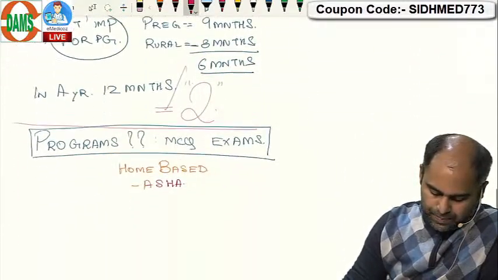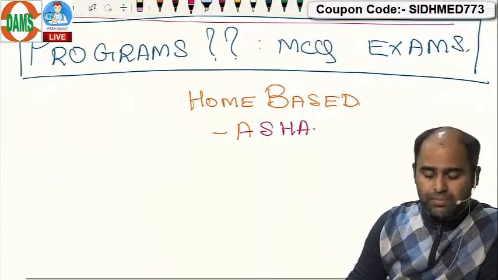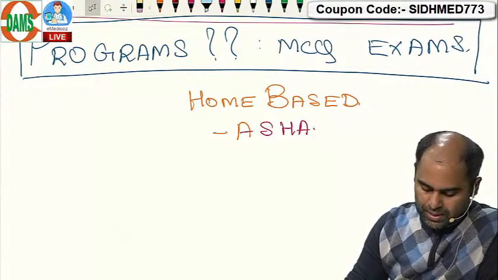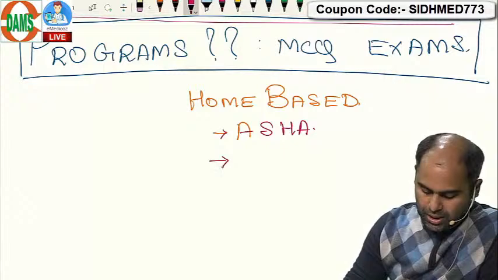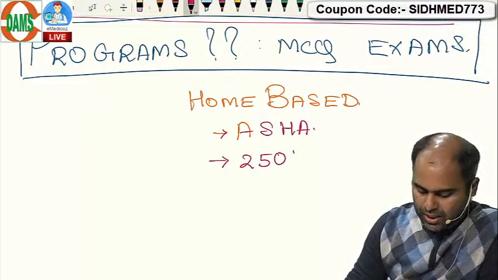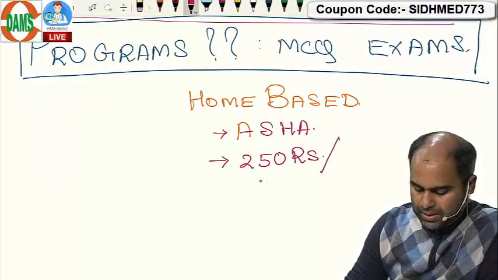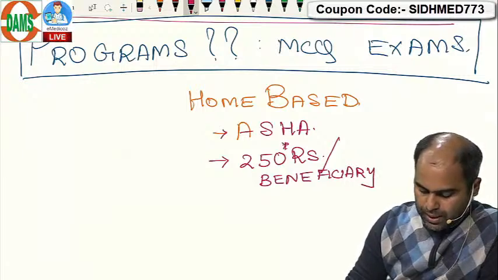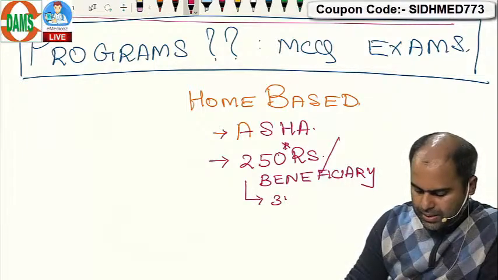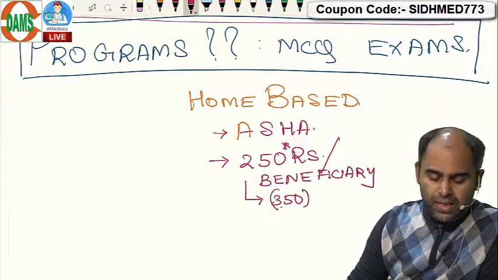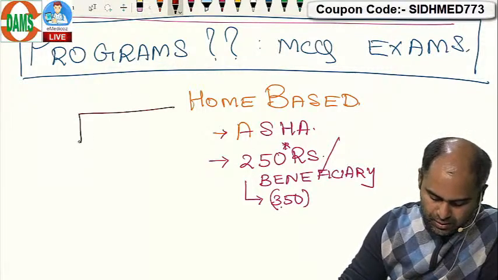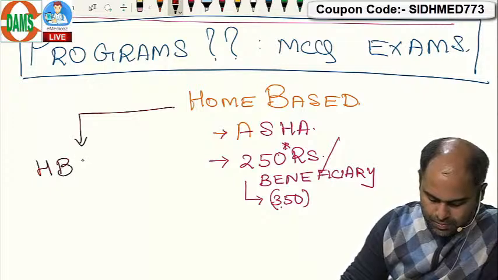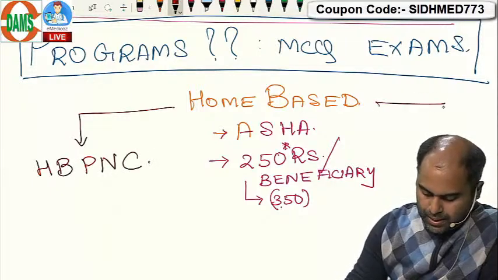Fine. Okay. Now, in programs, there are two programs which are home-based, both done by ASHA, for which the ASHA gets 250 rupees per beneficiary. Now, in some states, it is 350, but universally, it is 250. So, which are those two programs? HBPNC and HBYC.